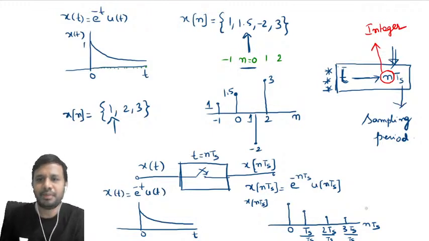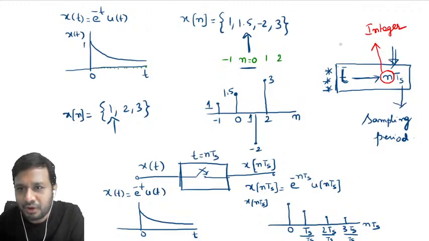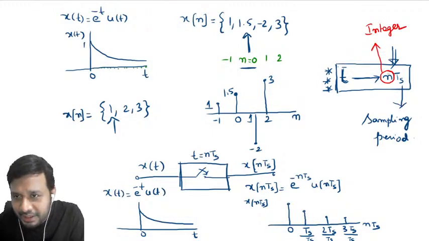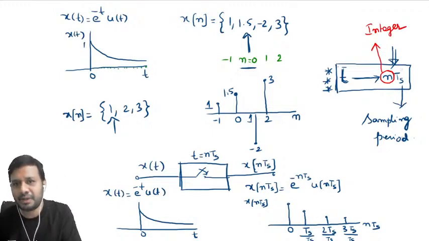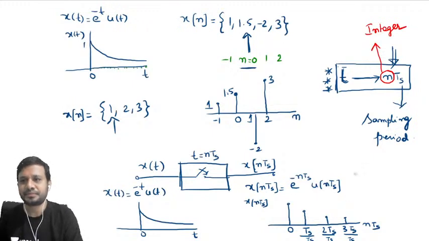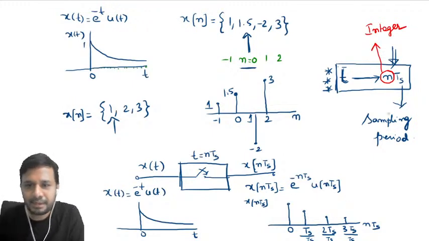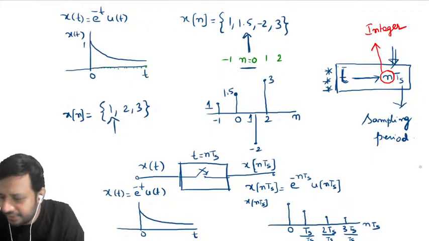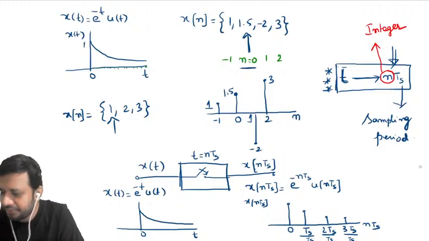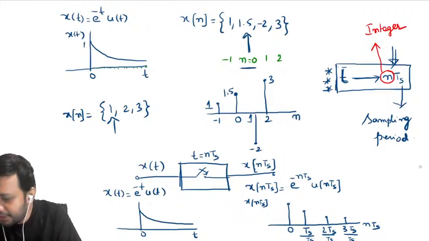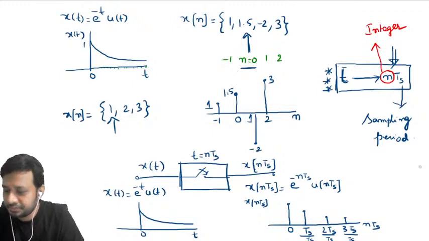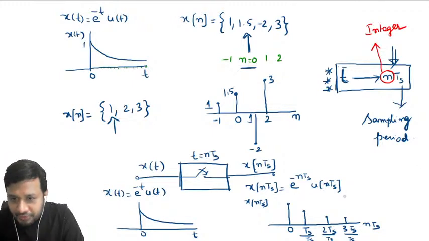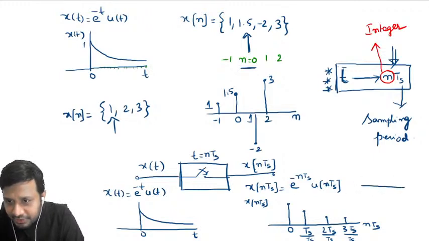So for the time being, remember that sampling operation means the independent variable t is replaced with nTs. Ts is known as the sampling period, right? Okay. Are you comfortable, my dear students? So after normalization, our signal will look something like this.